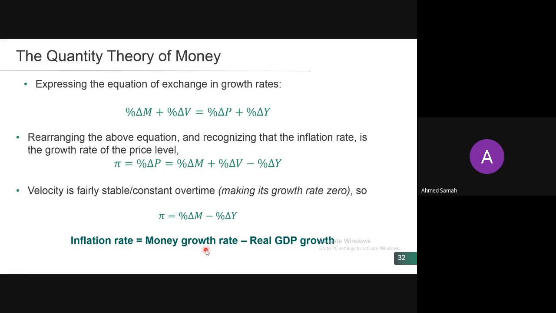In other words, if money growth is higher than real GDP growth, then there will be inflation. And if money growth is lower than real GDP growth, then we will have deflation because of the negative sign, so the inflation rate will be negative. If money growth equals real GDP growth, then the inflation rate will be zero. Also, let's say in a particular year, in the long run, real GDP growth is zero. Then the quantity theory of money holds: money growth will be equal to inflation. So that is the quantity theory of money.